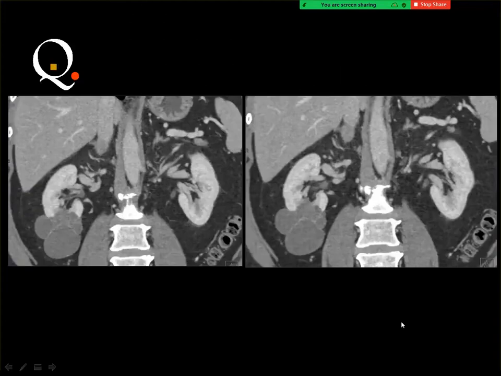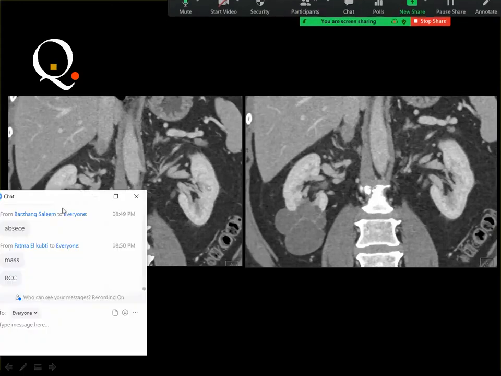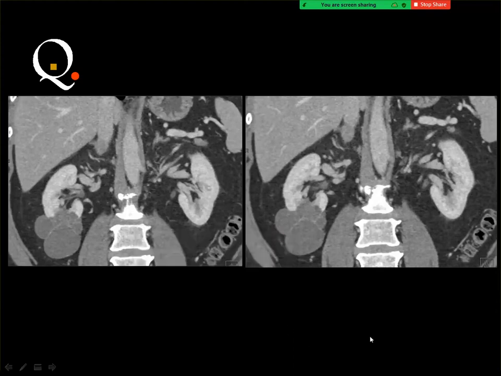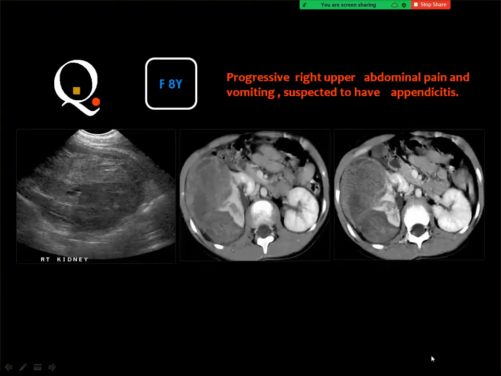Then these are two coronal images of CT scan of the abdomen after contrast injection, showing lesion in the right kidney, and this lesion is cystic, and the diagnosis is multilocular cystic nephroma, and this is right. Bosniak type 3 renal cystic lesion, or what's known as multilocular nephroma. Both answers are good.